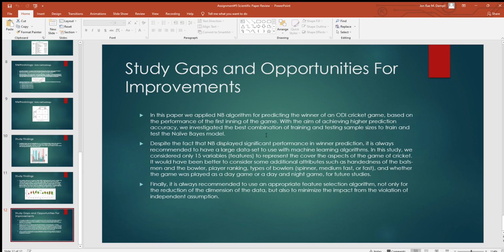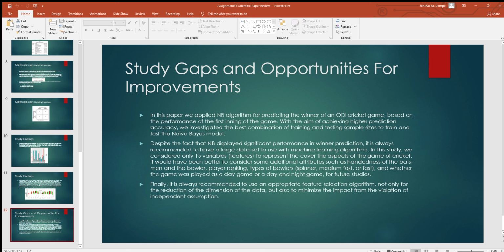For the study gaps and opportunities in this paper, we have applied the NB algorithm for predicting the ODI cricket game based on the performance of the first inning of the game, with an aim of achieving higher accuracy. We investigated the best combination of training and testing sample size to train and test the Naive-Bayes model. Despite the fact that NB displays significant variance in winner prediction, it is always recommended to have a large data set. So that's the first opportunity, that we can use a larger data set compared to the one used here, so we can get more accurate results.